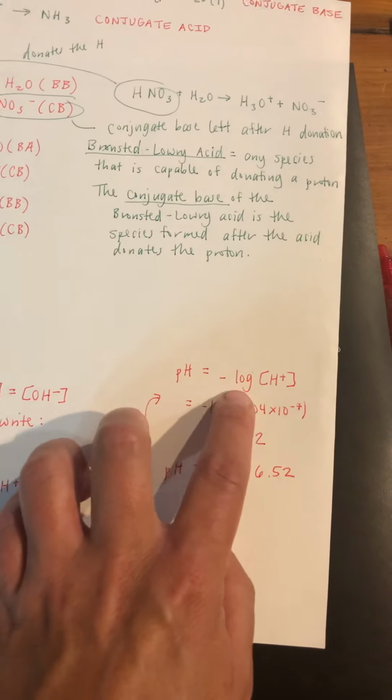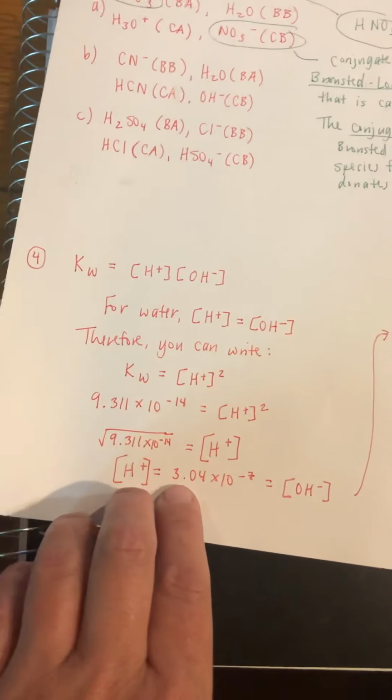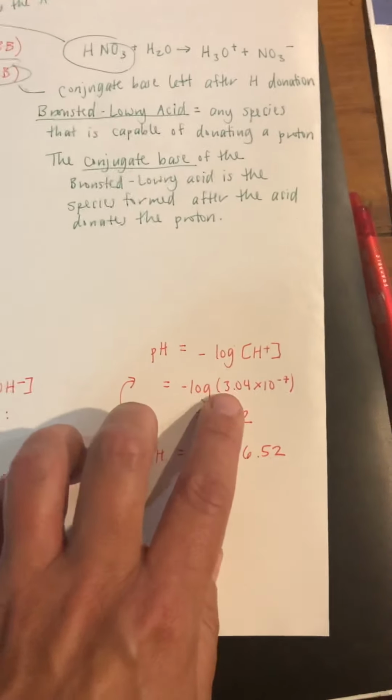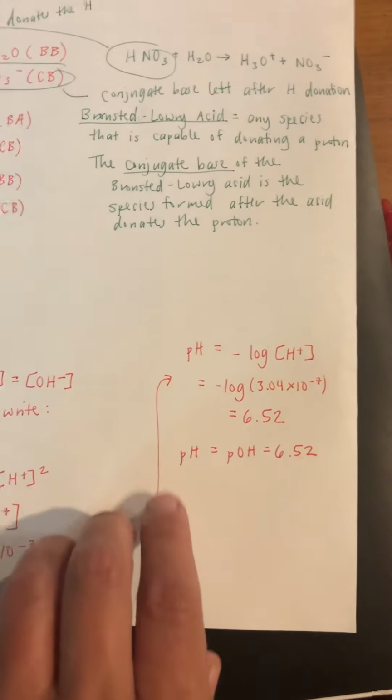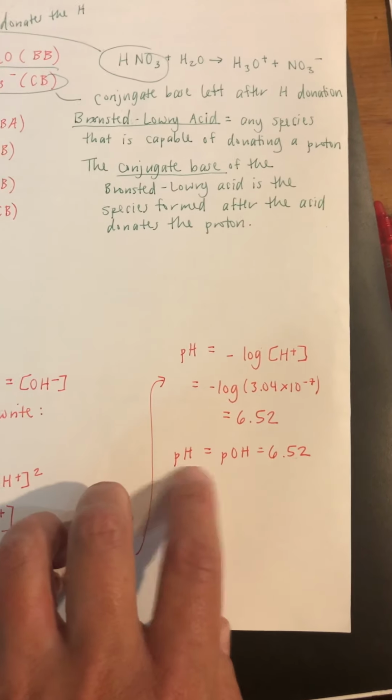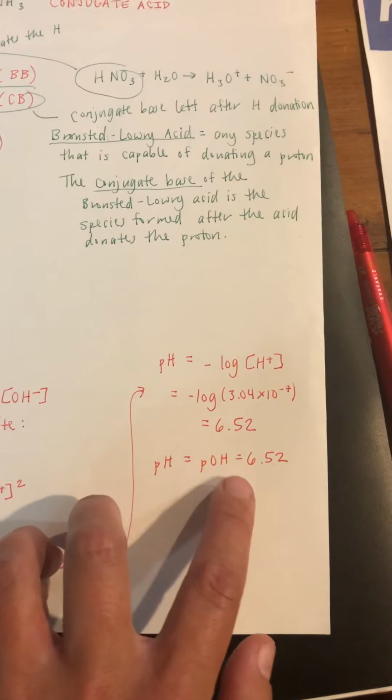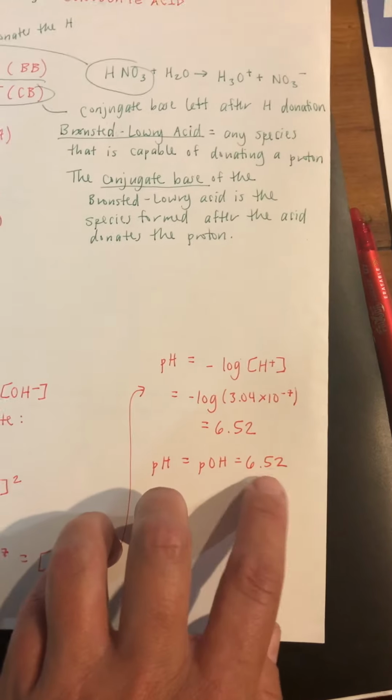Then we can use the concentration of hydrogen ions to calculate pH. So we take the negative log of the concentration of hydrogen ions, which is 3.04 times 10 to the negative 7th. Take the negative log of that, which equals 6.52. So both the pH, and because the H and the OH are going to be in equal quantities here, the pOH equals 6.52.